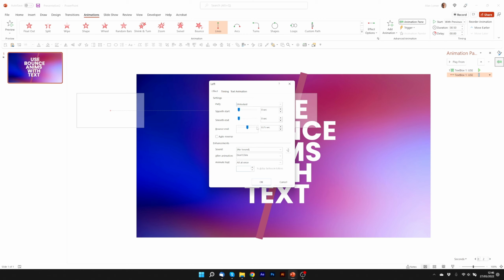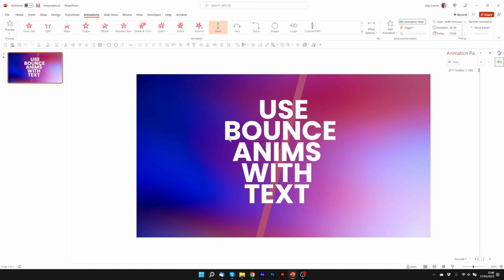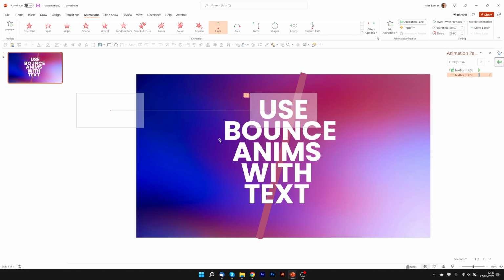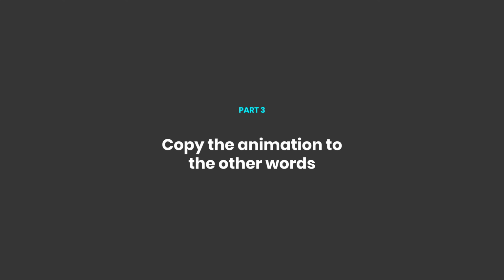If you take it all the way, it will be quite crazy. If you take it too far to the left, the effect might be so minimal that you can't see it. So we'll go for half of the duration, quarter of a second, and press OK. Now let's play that. Looking good. Now we've applied that, we can quickly copy it and make variations for the other text.